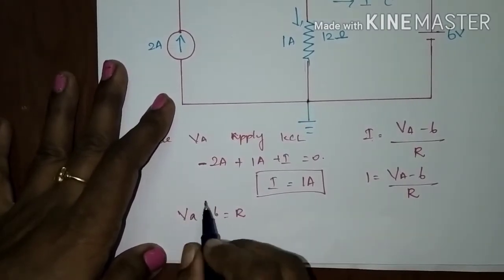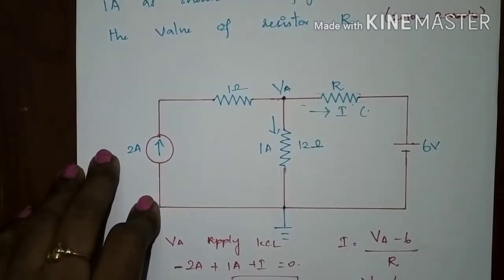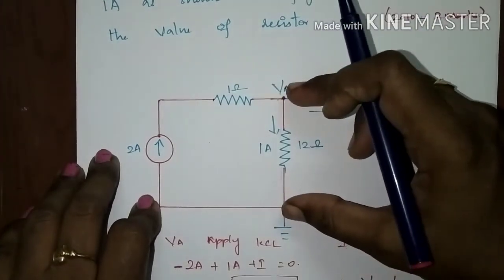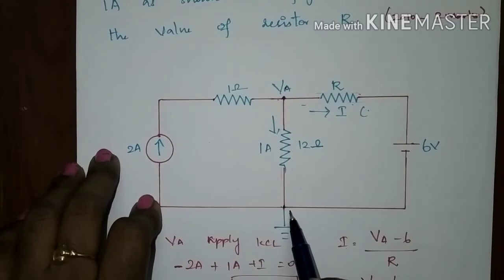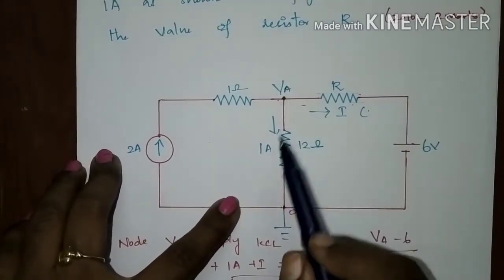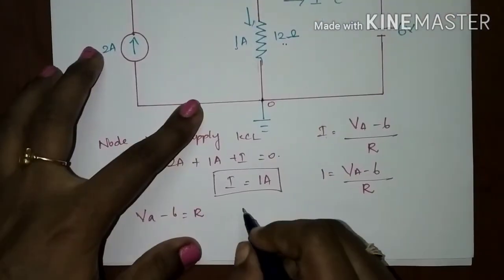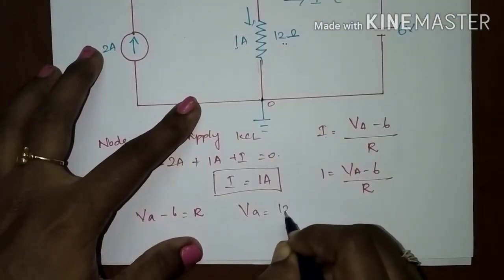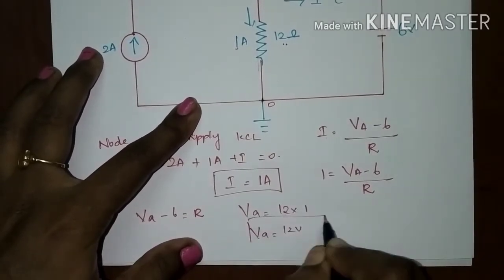You need the value of VA, this node voltage. This node voltage can be found very easily by applying Ohm's law, or this node voltage is the difference between those two ends. Here it is reference, so grounded, here it is 0. So voltage at this node would be V is equal to I into R, 1 ampere into 12 ohms. So VA would be given by 12 into 1 ampere. So VA is equal to 12 volt.